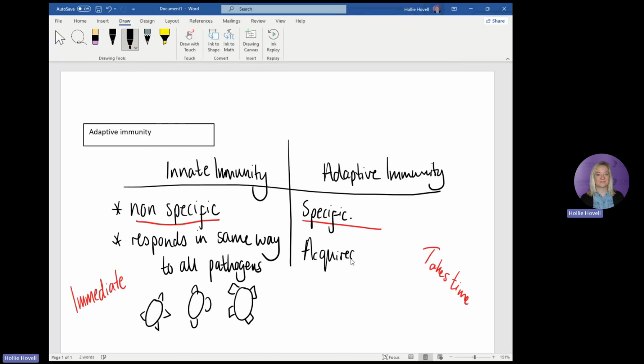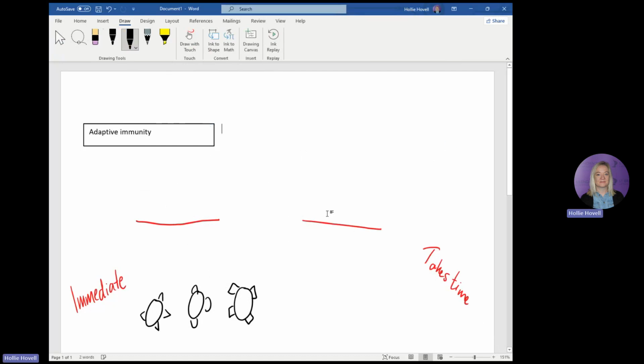Okay, it's your acquired immunity because you acquire it. Basically, you've already got some of these white blood cells in your body, but then you make more of them, you acquire more of them in response to being infected. Okay, so today we're going through all about adaptive immunity, the specific immune response.